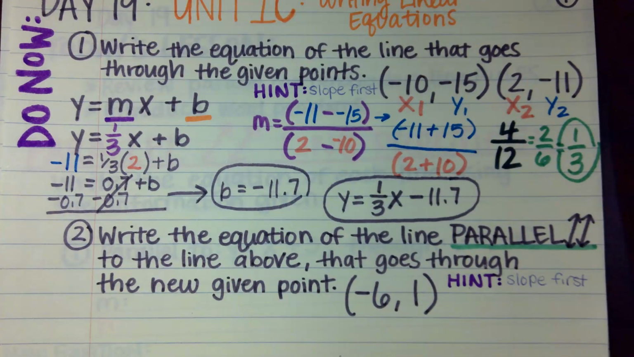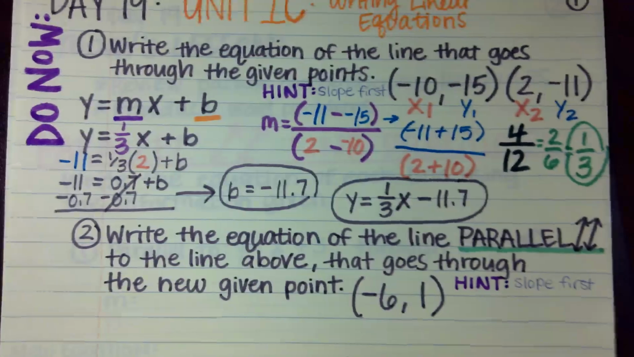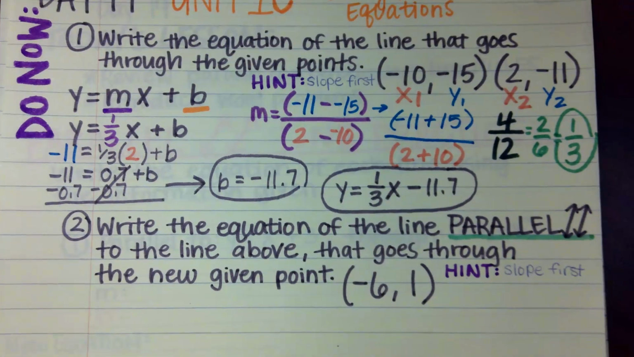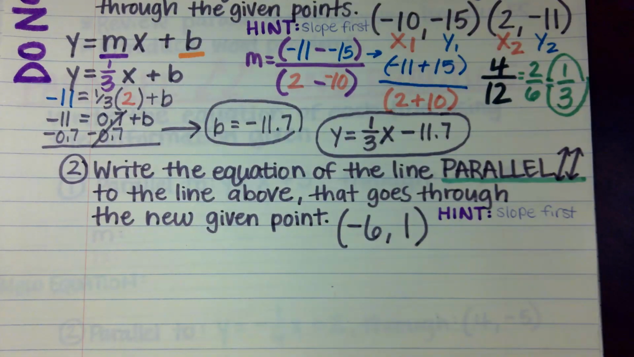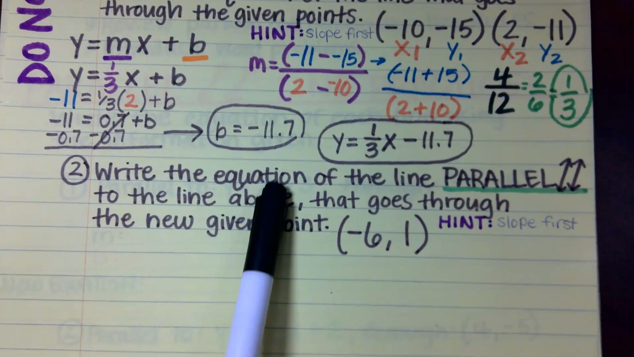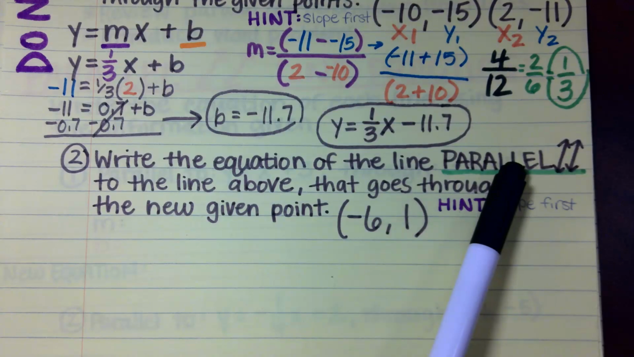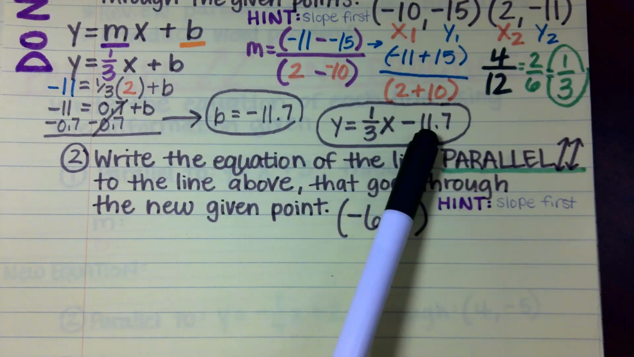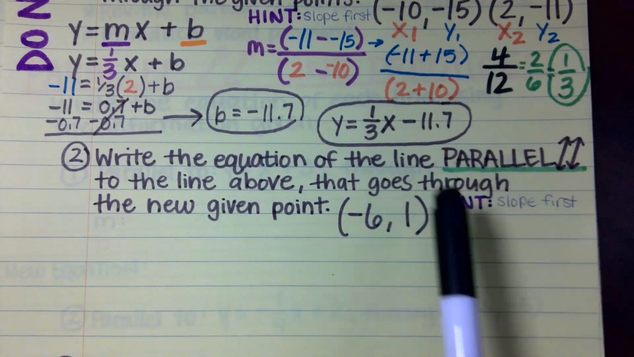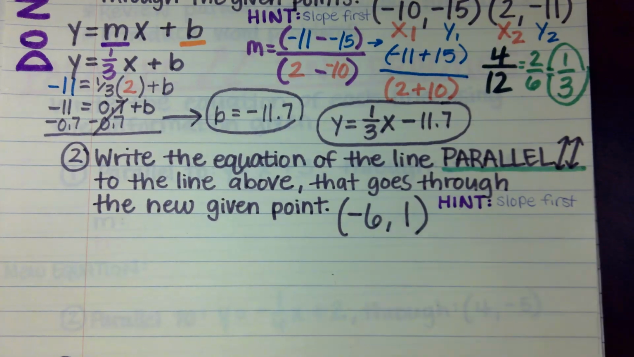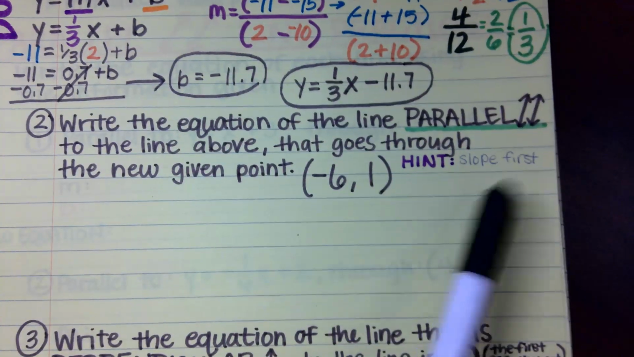Okay. Any other questions or comments about number 1 before we try number 2? All right, guys. Let's move on to number 2. In number 2, we need to write the equation of the line that is parallel to this line above. So it's parallel to y equals 1/3 x minus 11.7. And our new line goes through this point, -6, 1.